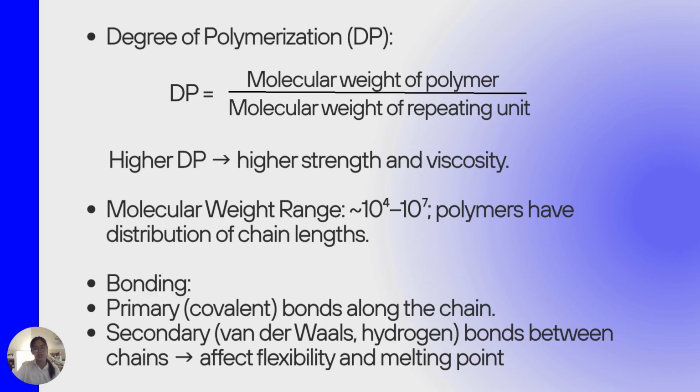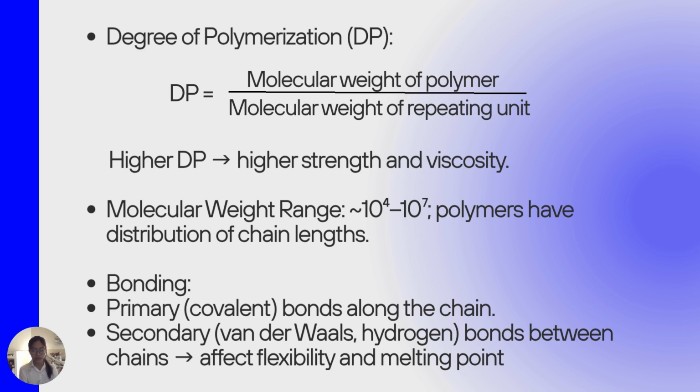An important measure here is the degree of polymerization, DP, which tells us how many repeating units a polymer chain contains. The equation being DP equals molecular weight of polymer divided by molecular weight of repeating unit. A higher DP means higher molecular weight, which usually results in greater strength, viscosity, and toughness.